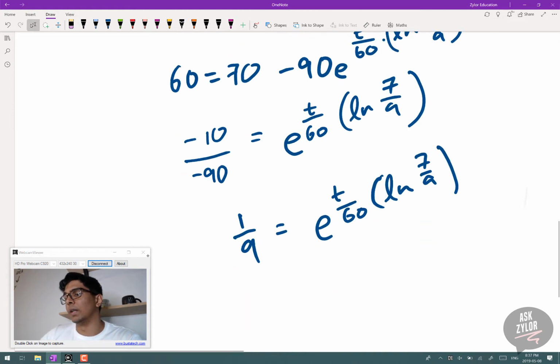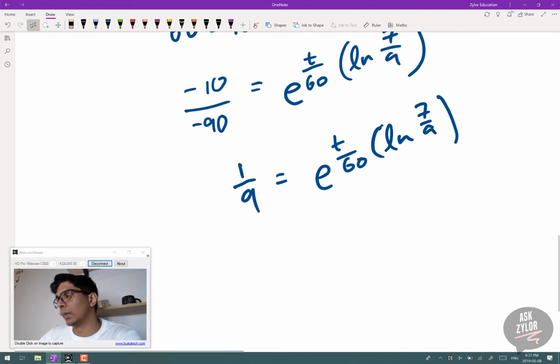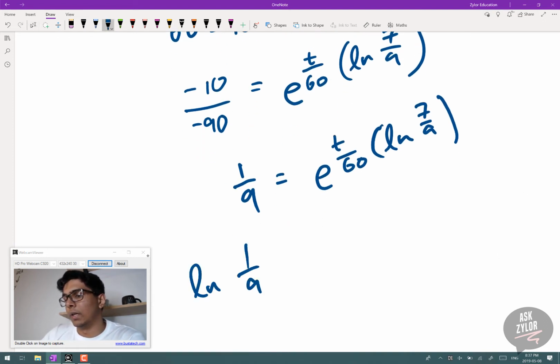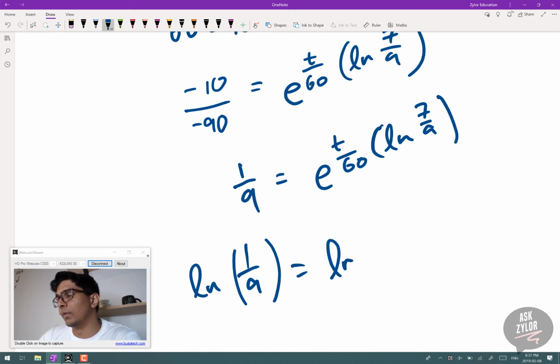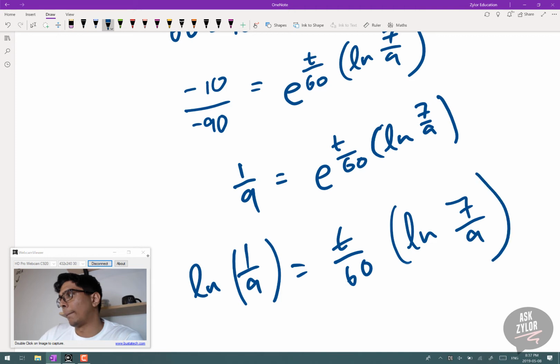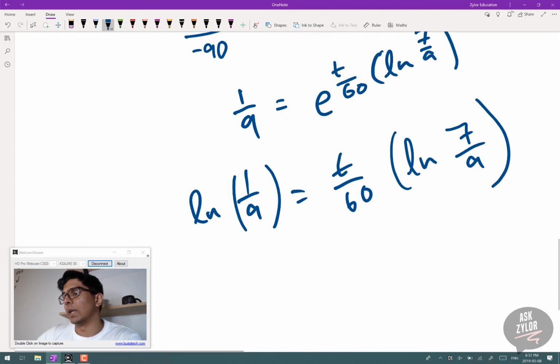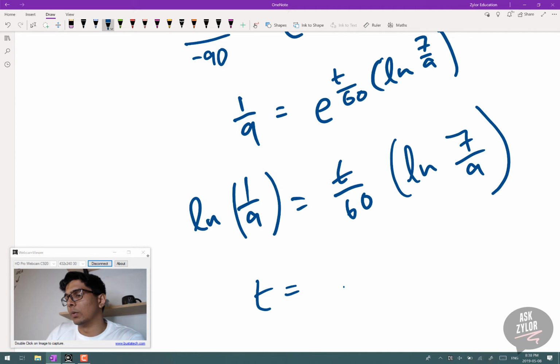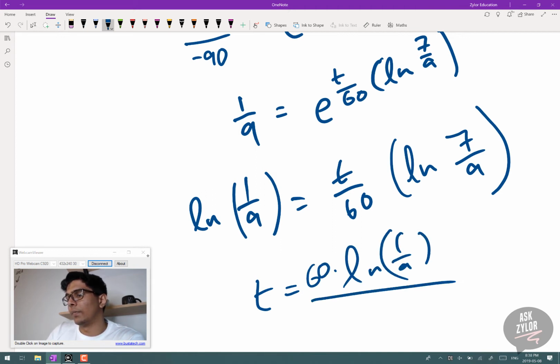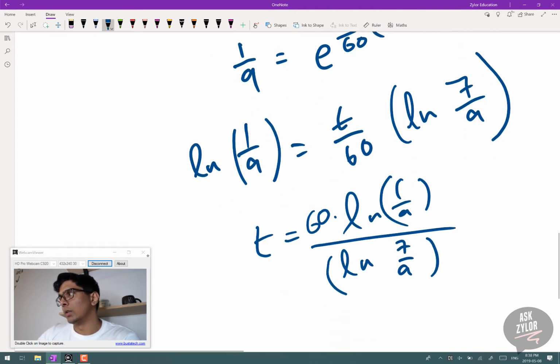And then I can find the ln of both sides, right? So the ln of 1 over 9 is equal to the ln of e to the power of anything, I just get the exponent, so it's just T over 60 times ln of 7 over 9. Right? So then I can isolate for my T value, so T is equal to ln 1 over 9 times 60 over ln 7 over 9. So this will evaluate to 525 seconds.